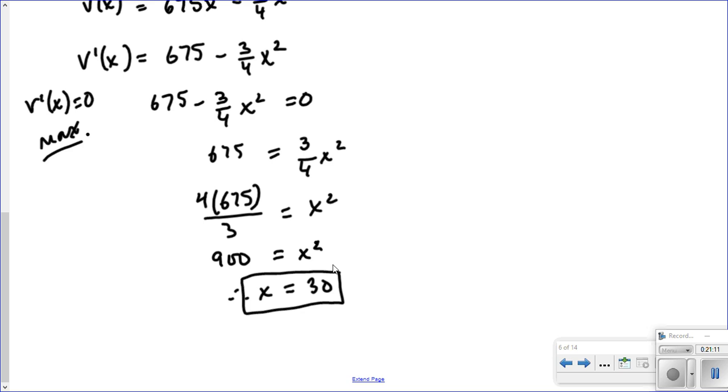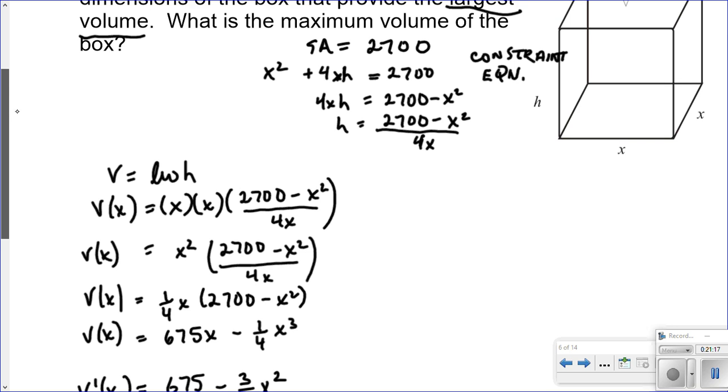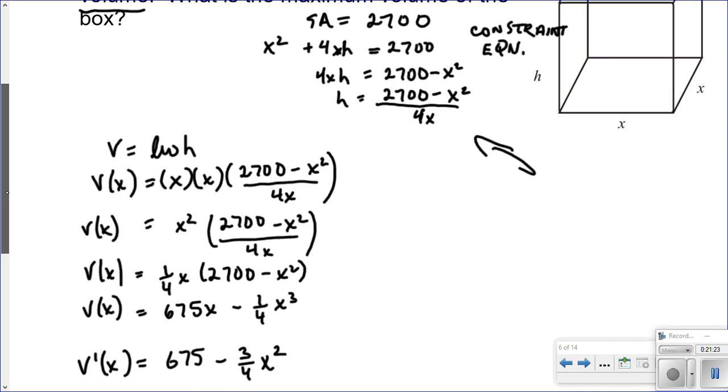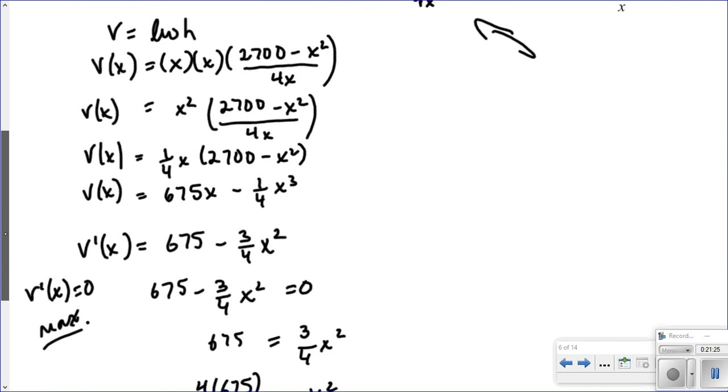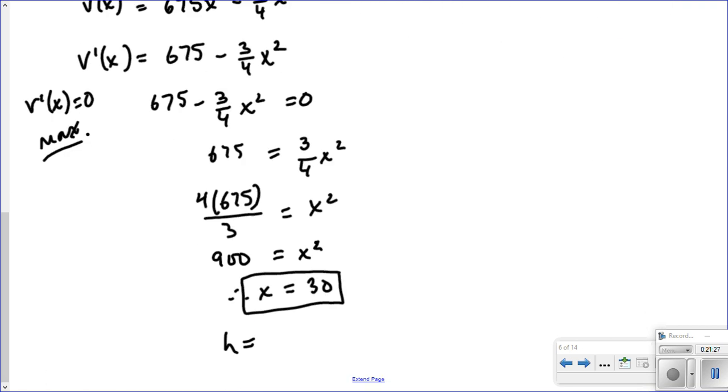And that would mean that for h, I plug that into the constraint equation right here. So if x equals 30, I think I've got a calculation according to my notes. I'll let you guys figure that out for yourself. That works out to be h equals 15 centimeters.